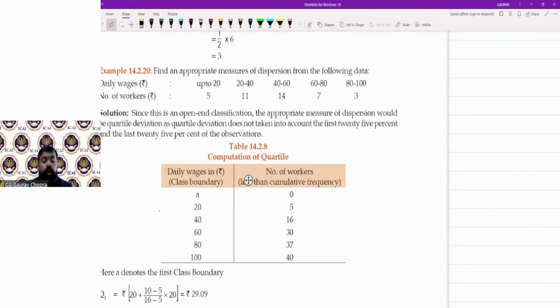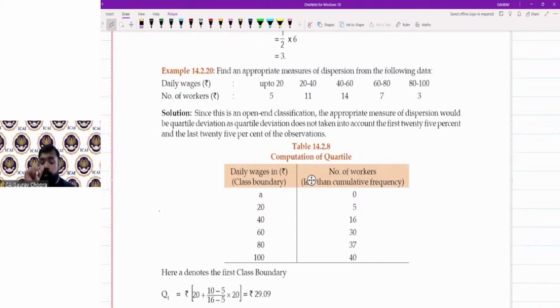So now for solving this, we have to find out the quartiles first. Let's understand this from the book only. Given class interval and then wages. This is the thing which we don't know, that is the class interval. Remaining all the figures are available, like the number of workers. We have to find out the cumulative frequency for that. This is CF, cumulative frequency.